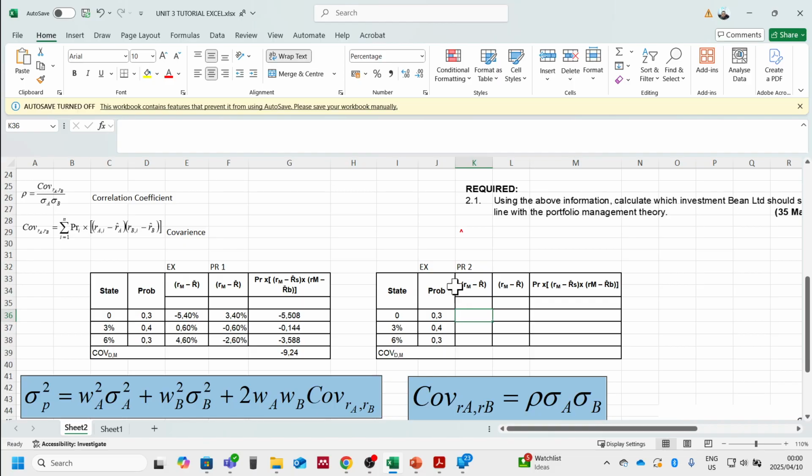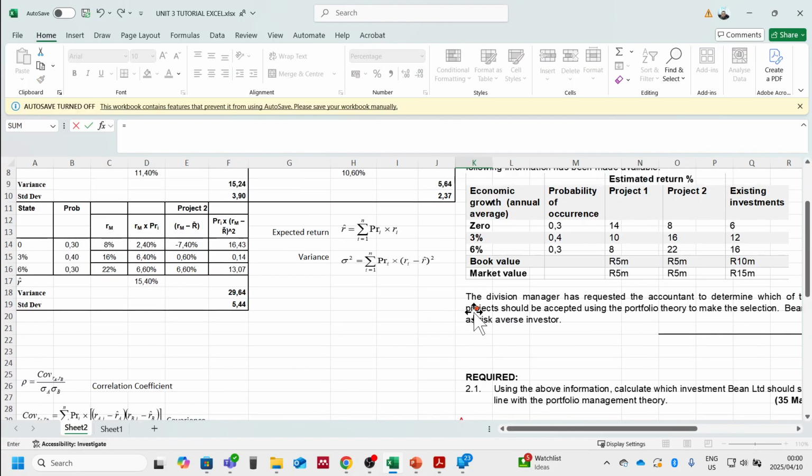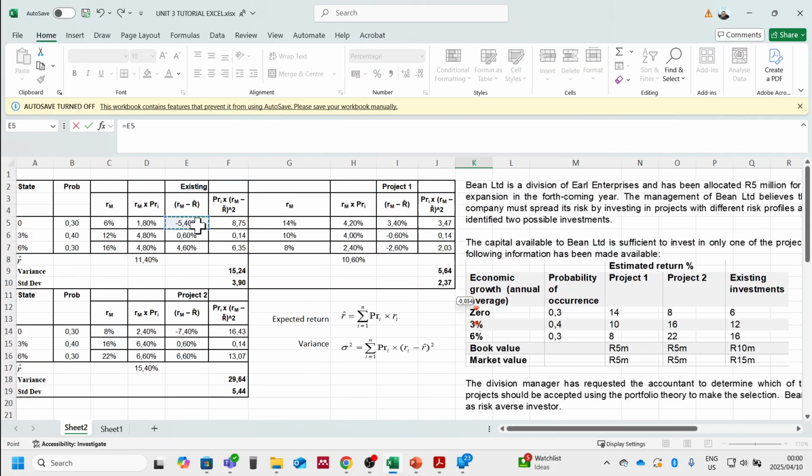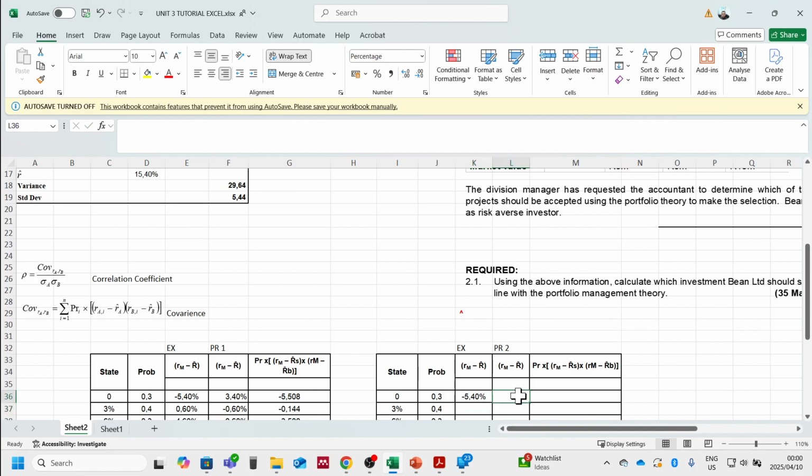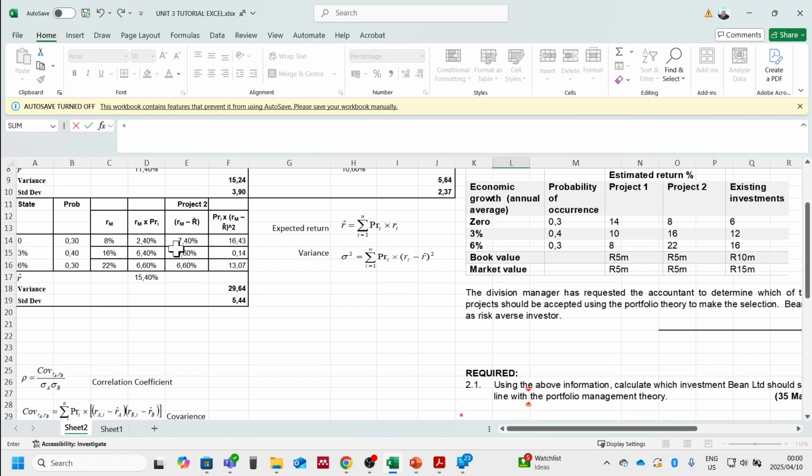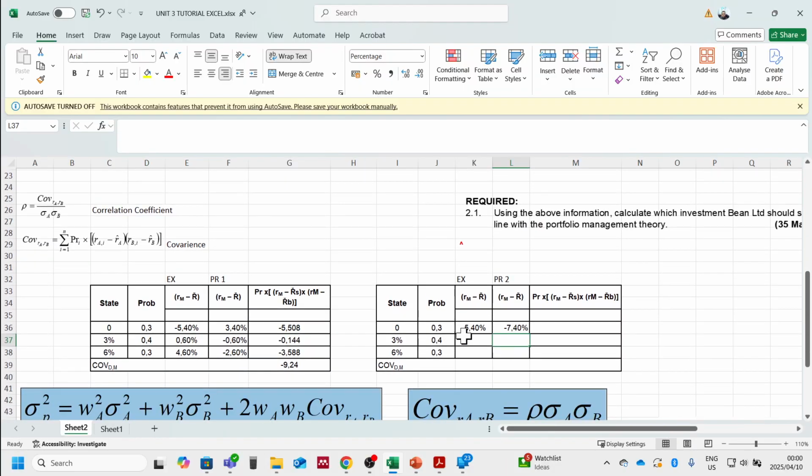So over here, we're gonna then start by saying that for existing, the deviation is minus 5.4 over here. And then for this one, it's actually minus 7.4%. And then I'm just gonna highlight the two and then extend so that we can get the other deviation. So this is how our current information, this is our deviation.